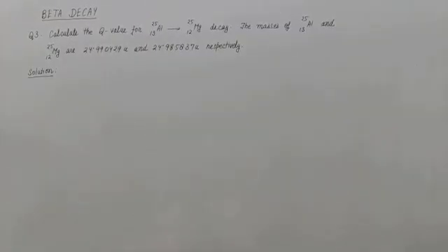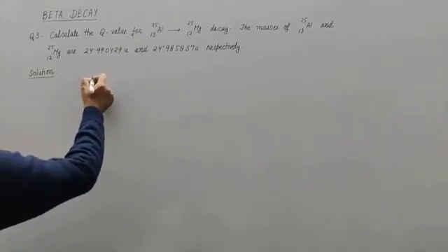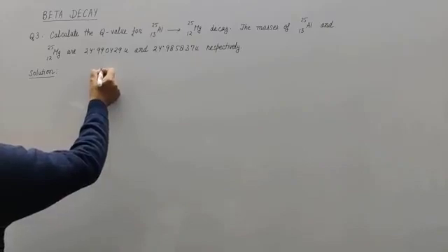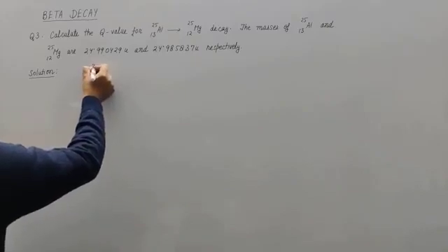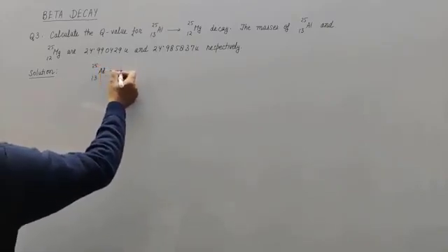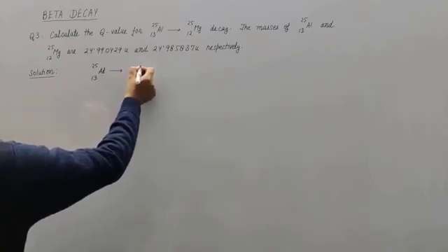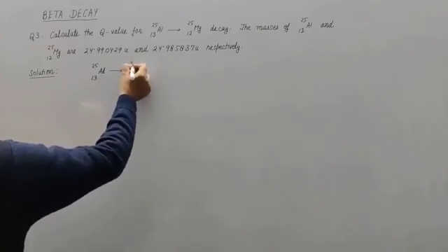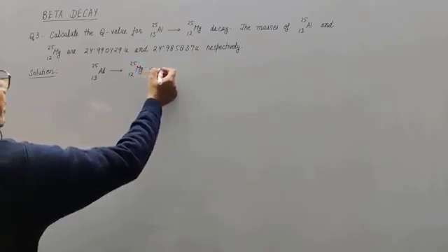Now come to question number 3. Calculate the Q value for 13Al25 to 12Mg25 decay. The masses of 13Al25 and 12Mg25 are given here. So what is this equation? First complete this equation. This is 13Al25. This decays into 12Mg25.